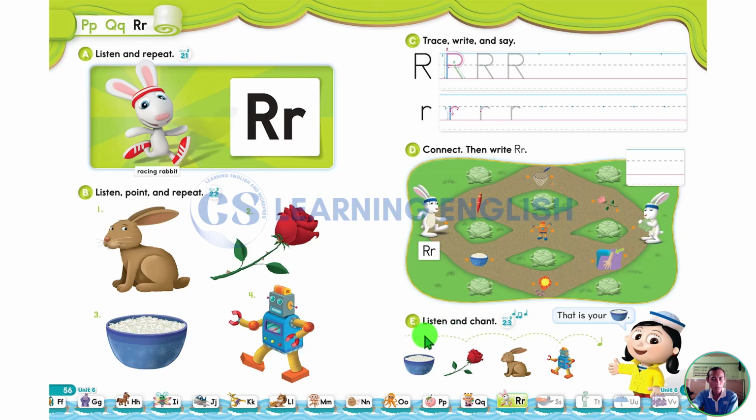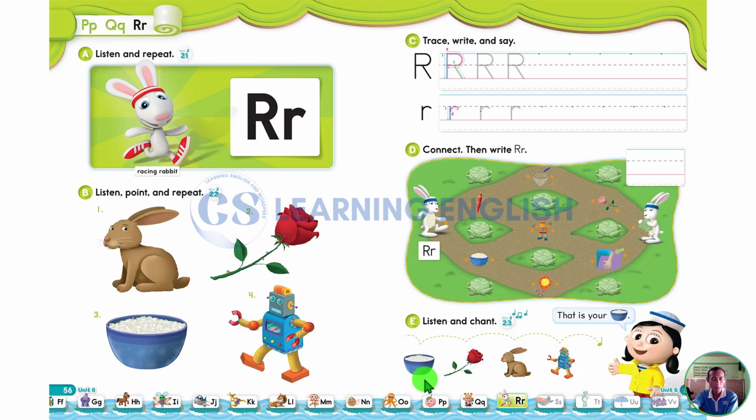Page 57. E. Listen and chant. Rice. R-r-rice. Rose. R-r-rose. Rabbit. R-r-rabbit. Robot. R-r-robot. Rice, rose, rabbit, robot.